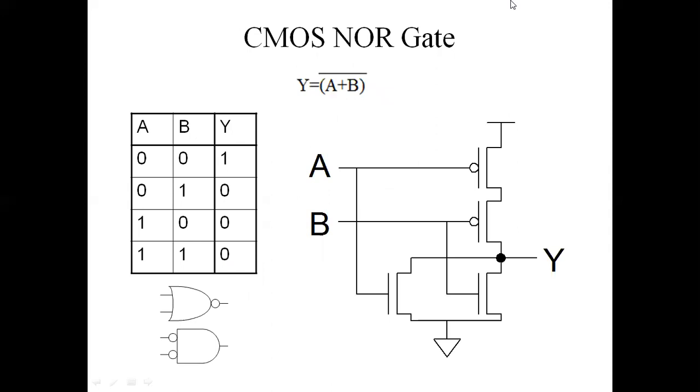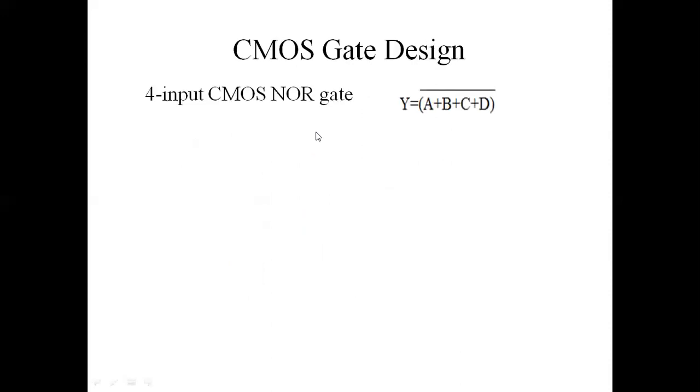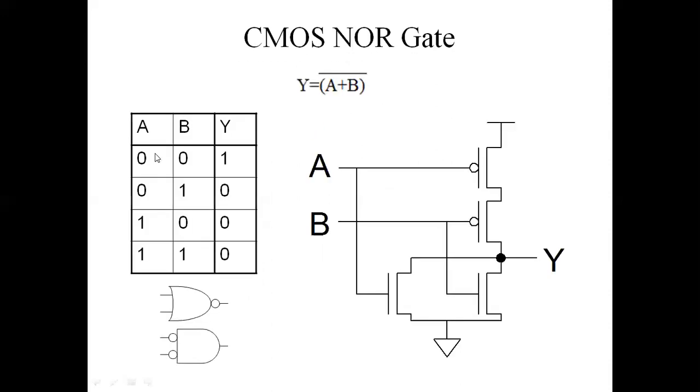Next we'll see the CMOS NOR gate. So for the CMOS NOR gate, the Boolean expression is Y equals (A plus B) bar. So how is the output here? For the NOR gate, when both the inputs are 0, output is equals to 1. Means A is equals to 0 and B equals to 0, the output is equals to 1.